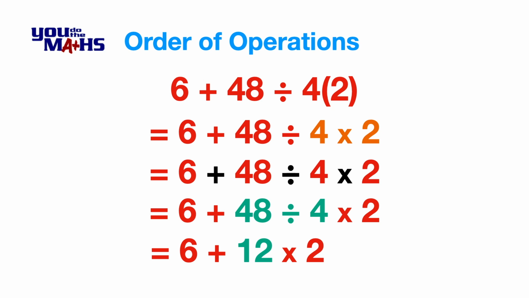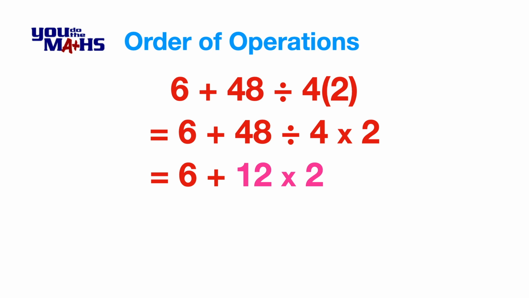The next operation to consider is the multiplication. So we focus on the 12 multiplied by 2, and that gives us 24. And then lastly, we come back to the addition, and we have 6 plus 24, which equals 30.